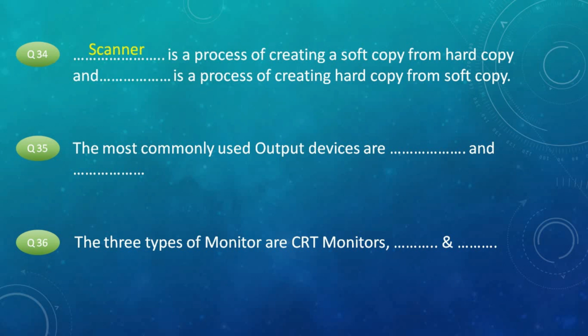The answers for these questions: scanner is a process of creating a soft copy from a hard copy, and printer is a process of creating a hard copy from a soft copy. The most commonly used output devices are monitor and printer. The three types of monitors are CRT monitors, LCD monitors and LED monitors.